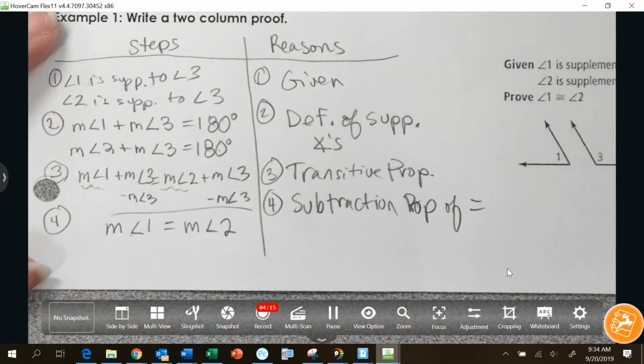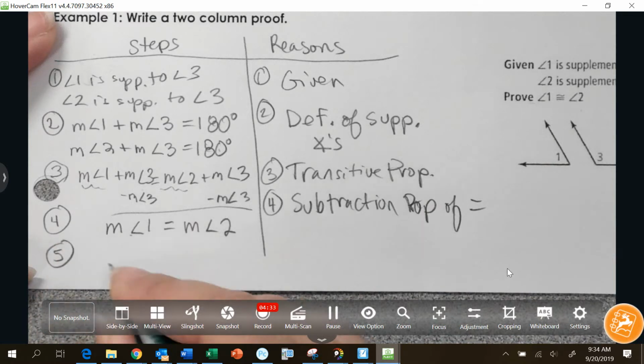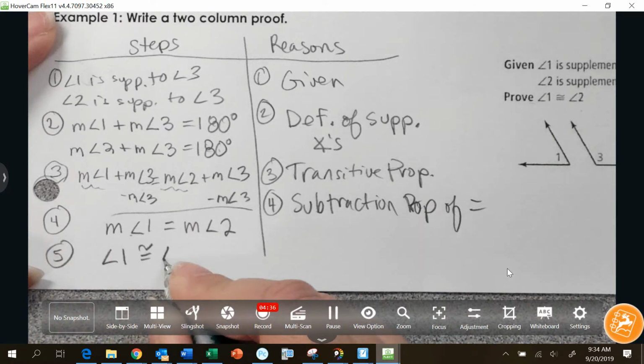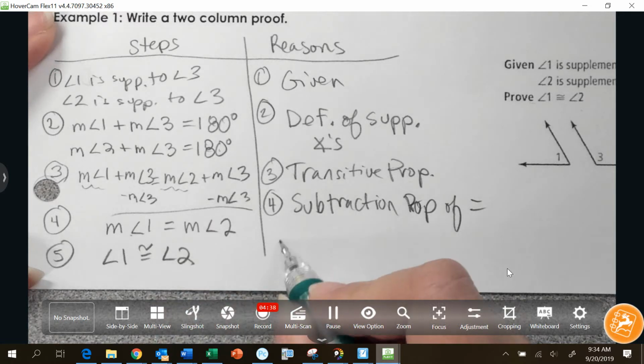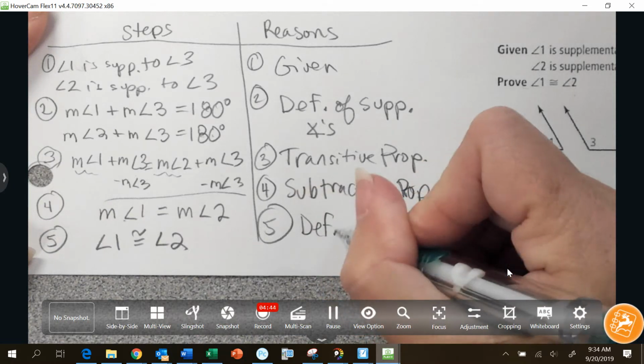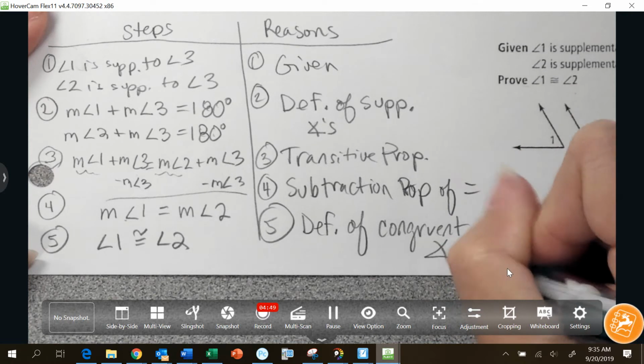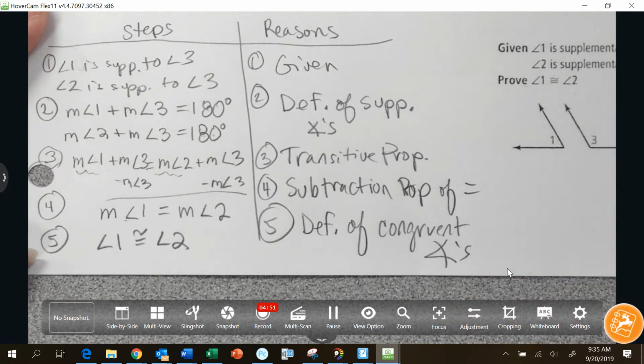Is that what I'm trying to prove? Almost. It's not what we're trying to prove, but almost. If their measurements are equal, aren't they congruent now? Yes. So I can say angle 1 is congruent to angle 2, but why am I allowed to go from step 4 to step 5? Definition of congruent angles.